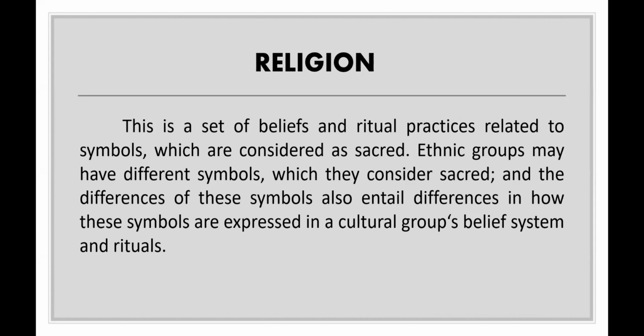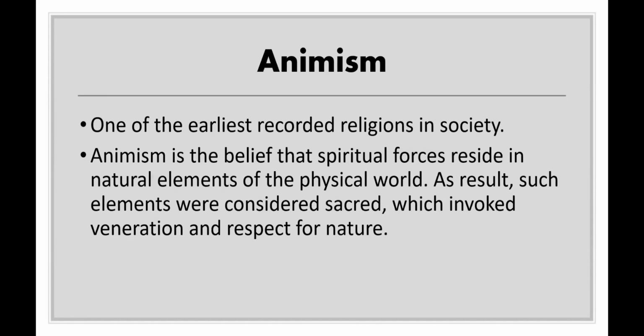So next, we have religion. Religion is a set of beliefs and ritual practices related to symbols which are considered as sacred. So ethnic groups may have different symbols which they consider sacred. And the difference of these symbols also entails differences in how these symbols are expressed in a cultural group's belief systems and rituals.